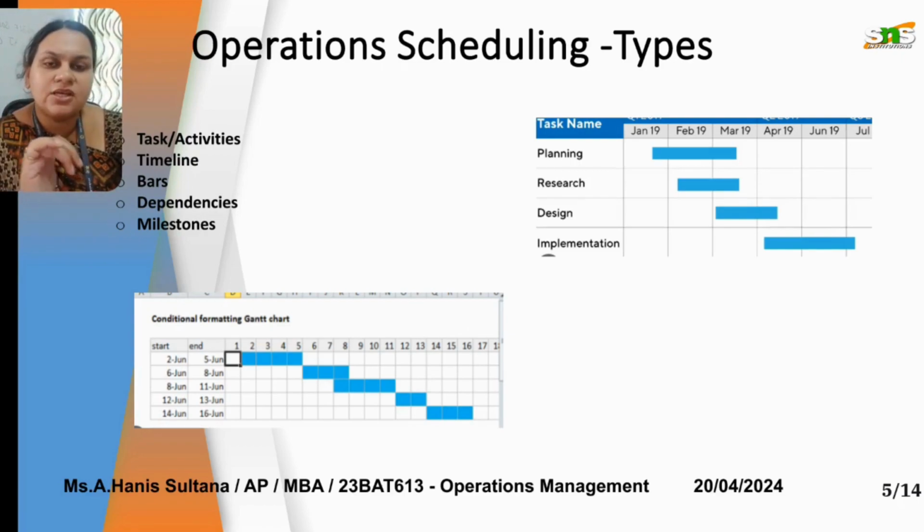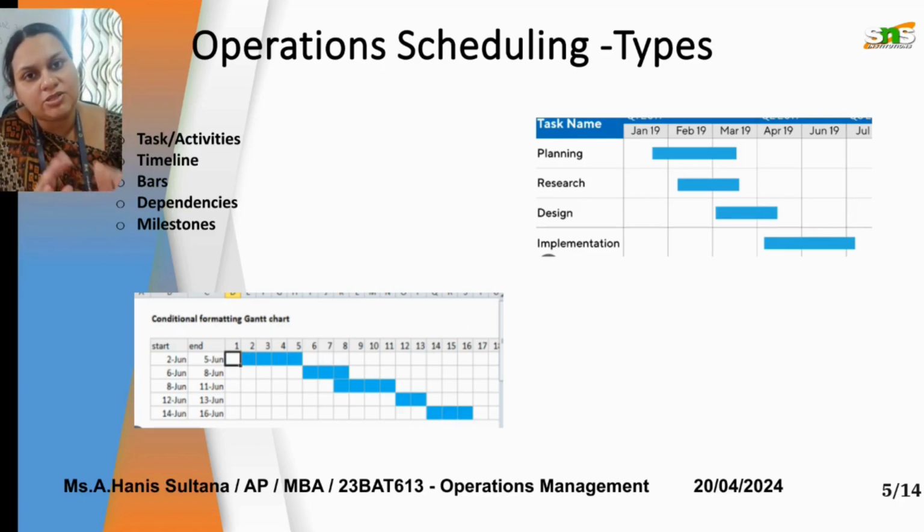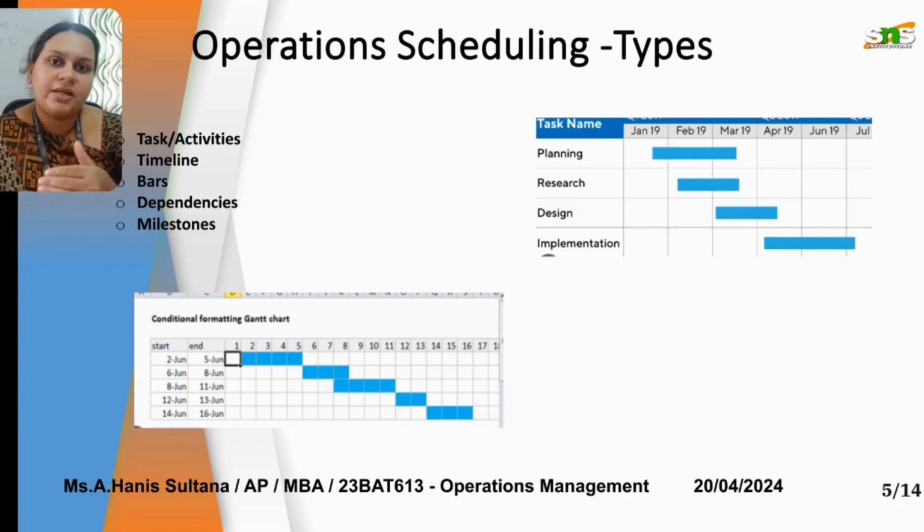Now the types. We have different types of operations scheduling. One is task or activities; we can call it either task or activities. Next is the timeline basis. We allocate the job based on the task or timeline, or based on the bars, dependencies and milestones. So these are the basic requirements for operations scheduling.